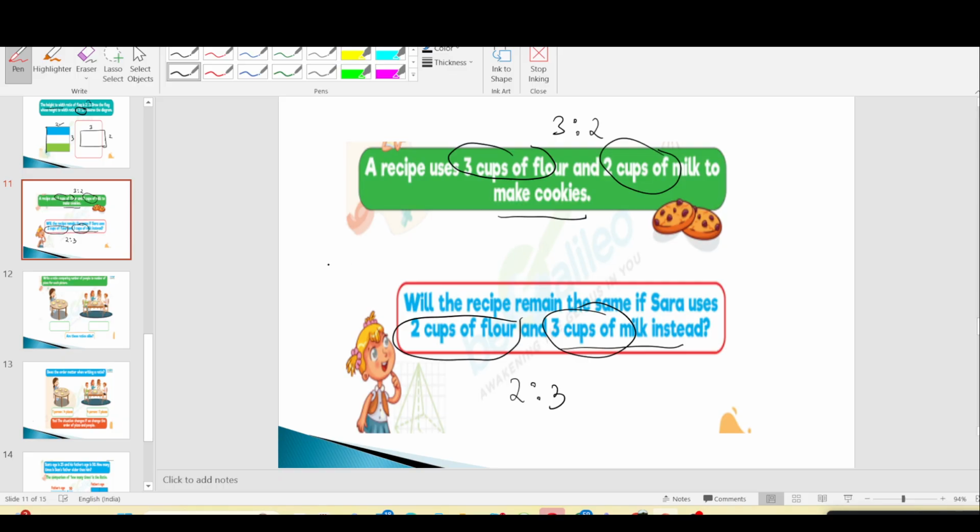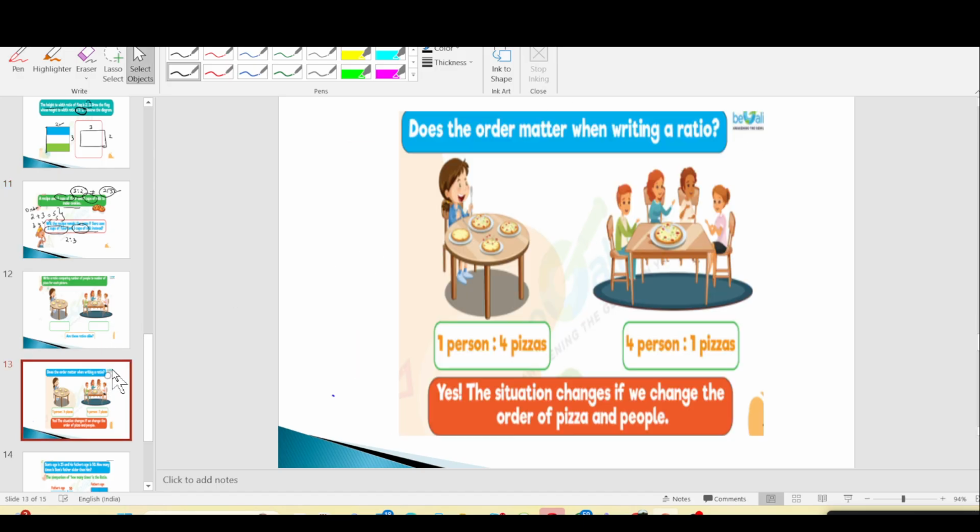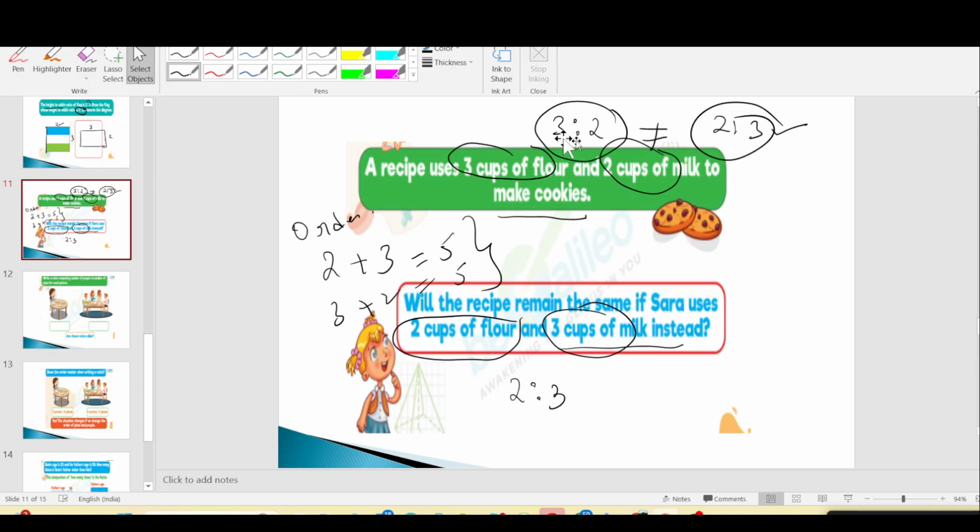Like in addition, either we write 2 plus 3 or 3 plus 2, it doesn't matter. In both cases, I will get 5. So here in addition, order does not matter, right? But in case of ratio, if we are writing 3 ratio 2 or 3 to 2 or 2 ratio 3, it matters. These two things are not equal, not same, okay? We can understand with the help of this example.